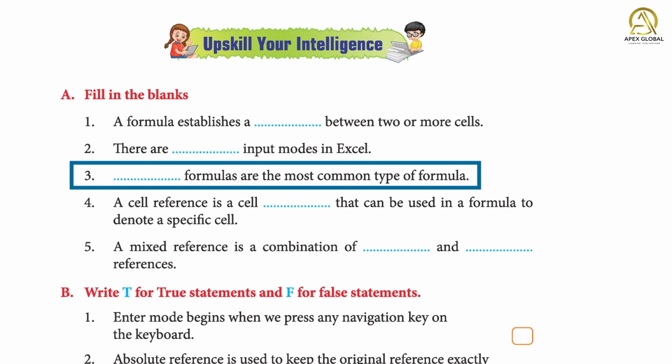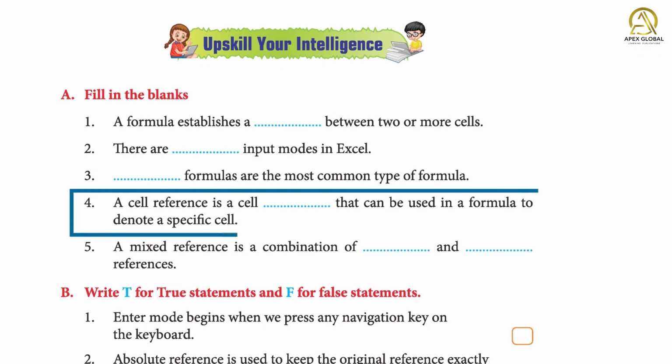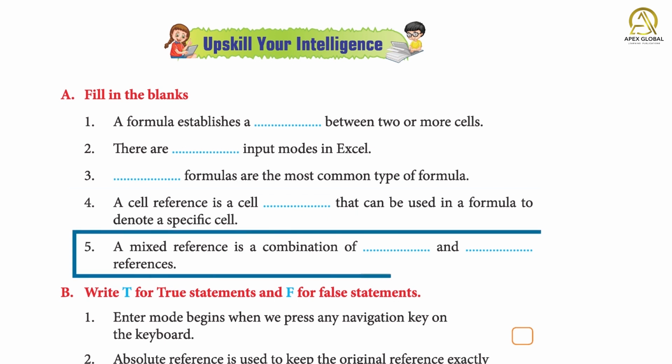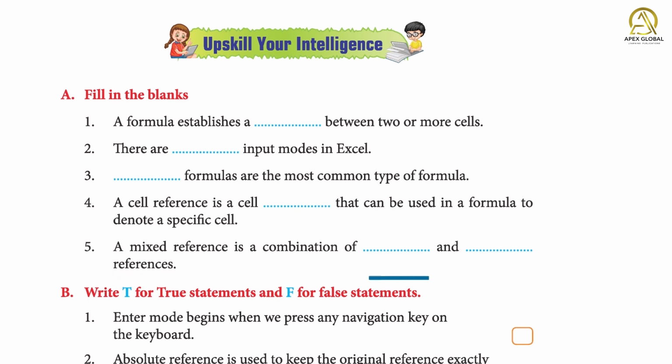3. Dash formulas are the most common type of formula. Answer: arithmetic. 4. A cell reference is a cell dash that can be used in a formula to denote a specific cell. Answer: address. 5. A mixed reference is a combination of dash and dash references. Answer: relative and absolute.